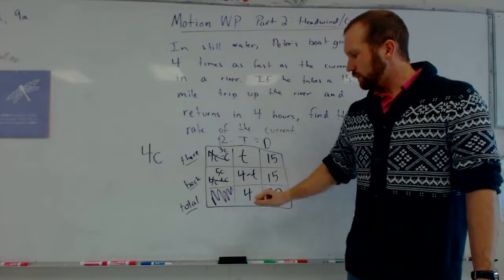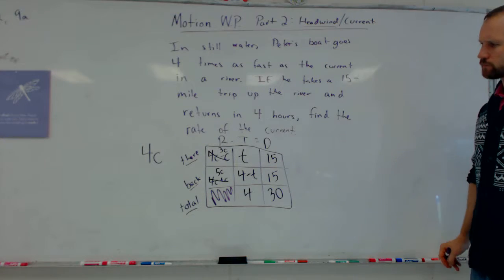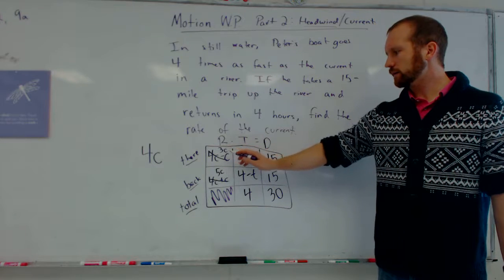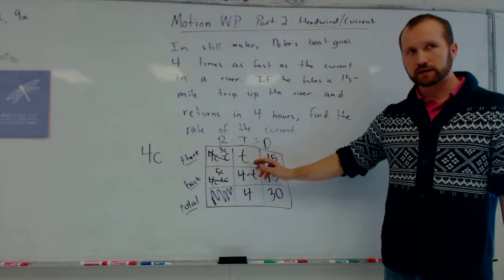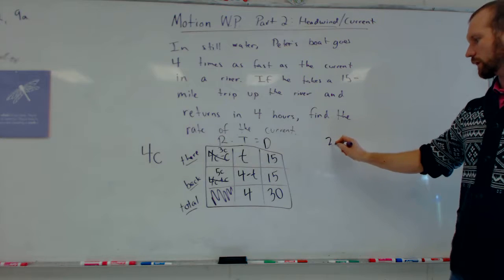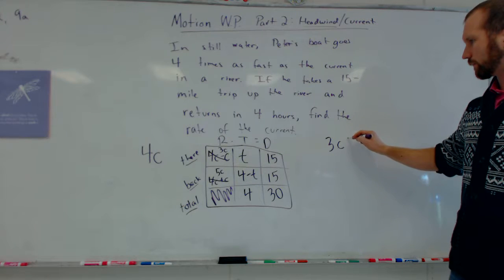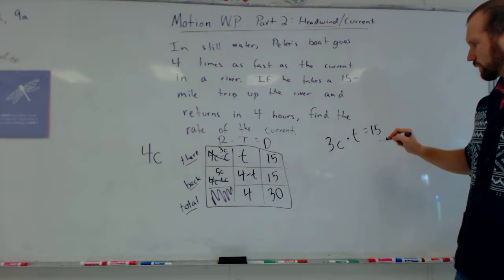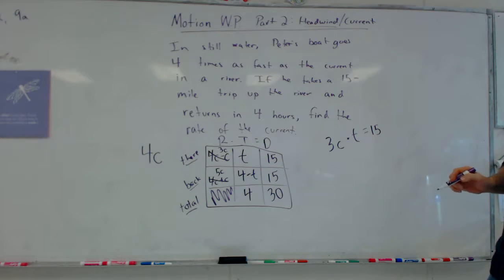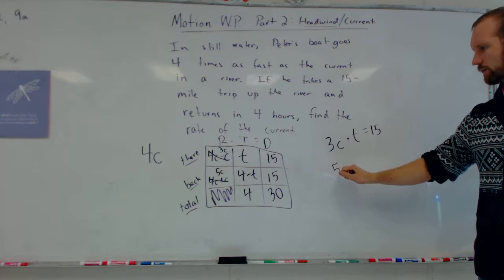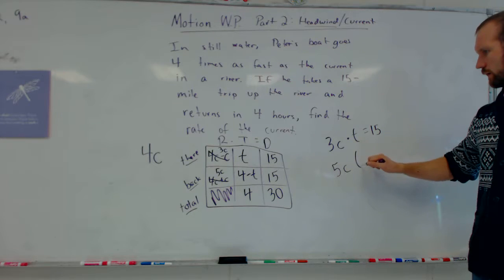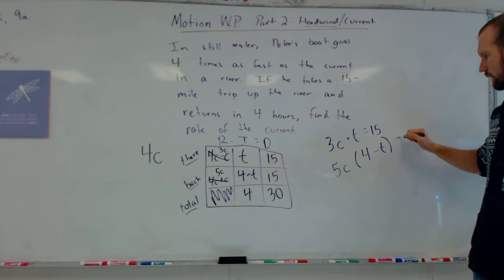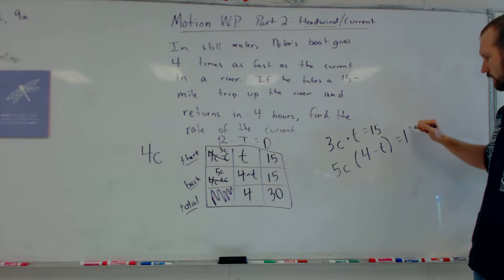So here's what we can do. We know that 3c times t has to equal 15, right? We also know that 5c times 4 minus t has to equal 15.